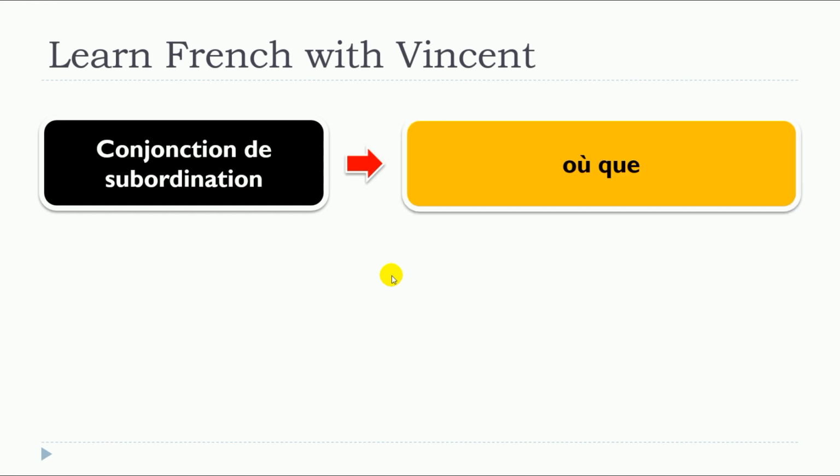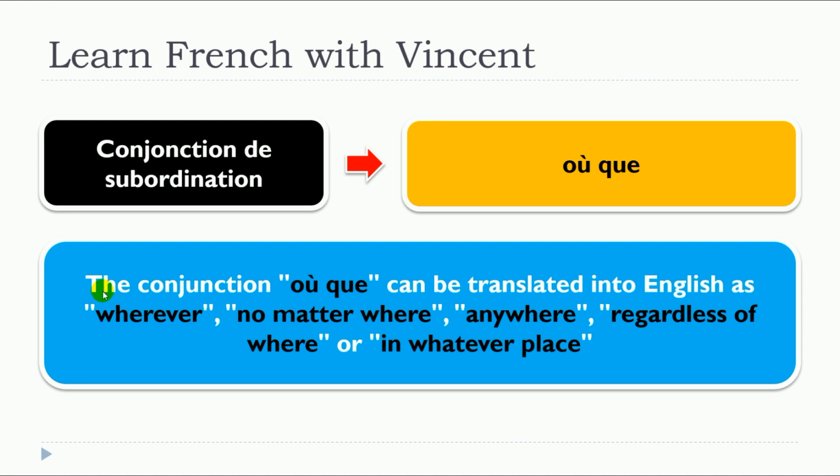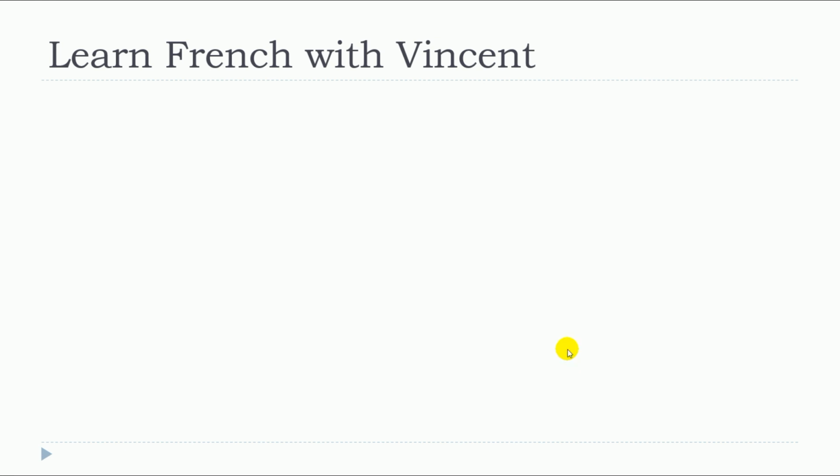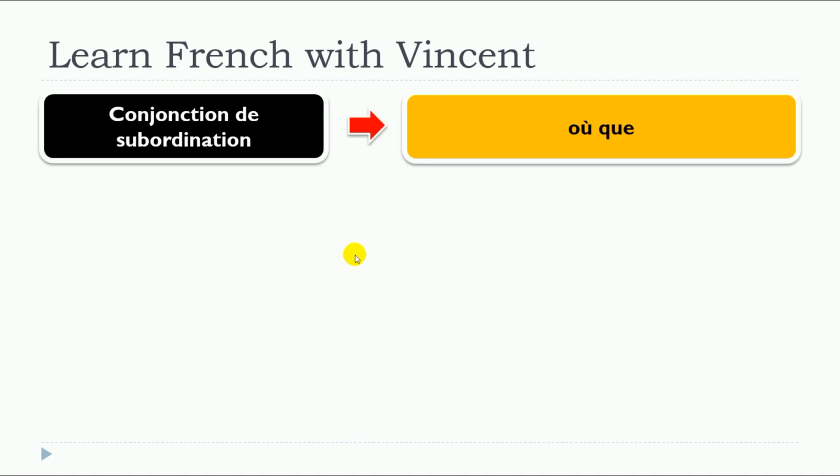So, this lesson is about ou que. The conjunction ou que can be translated into English as wherever, no matter where, anywhere, regardless of where, or in whatever place. So we will see some examples with ou que.